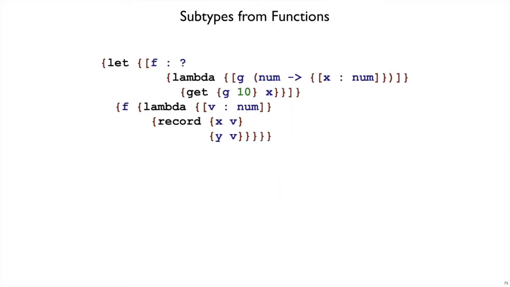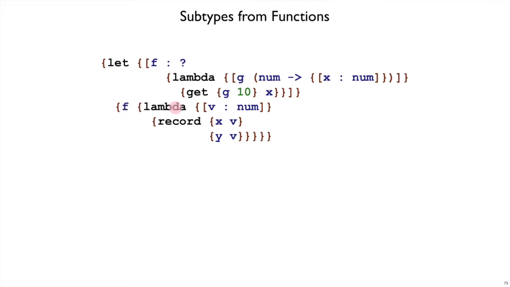This does work out, and to put it in concrete terms, here is a function f that takes another function g as its argument. And it buys a record in a sense. It pays g a number and it gets a record back, and then it looks for the x field in that record. Locally, this is all fine. We know that we get a record back from g that has an x field, so we can get the x field out and we'll get a number as a result.